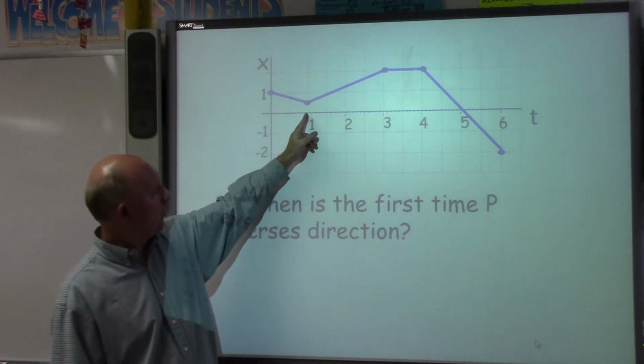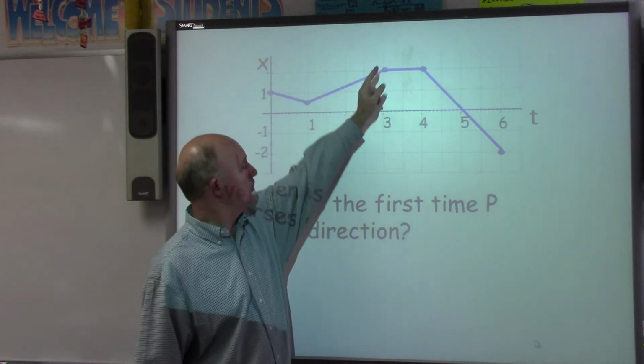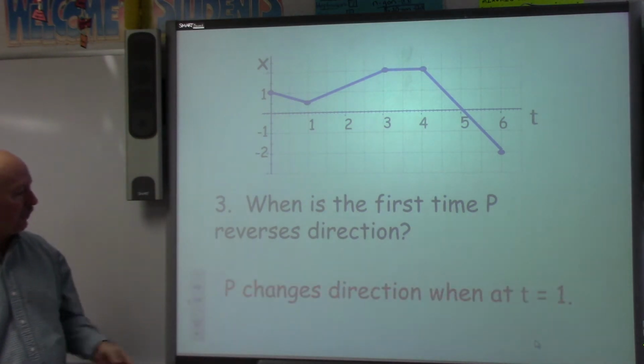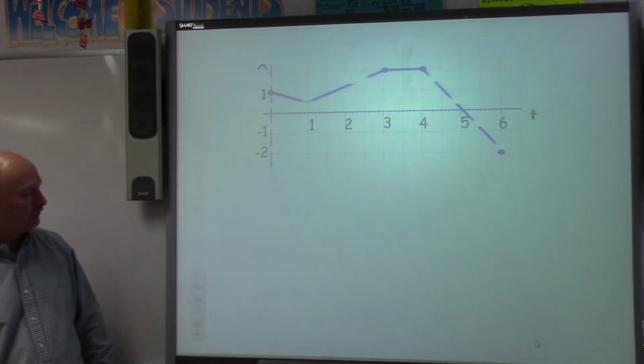And then from 1 to 3 units of time, it goes from 1/2 to 2, right? So now it's moving back to the right. So it reverses its direction at t equals 1. So P changes direction at t equals 1. That would be the first time.